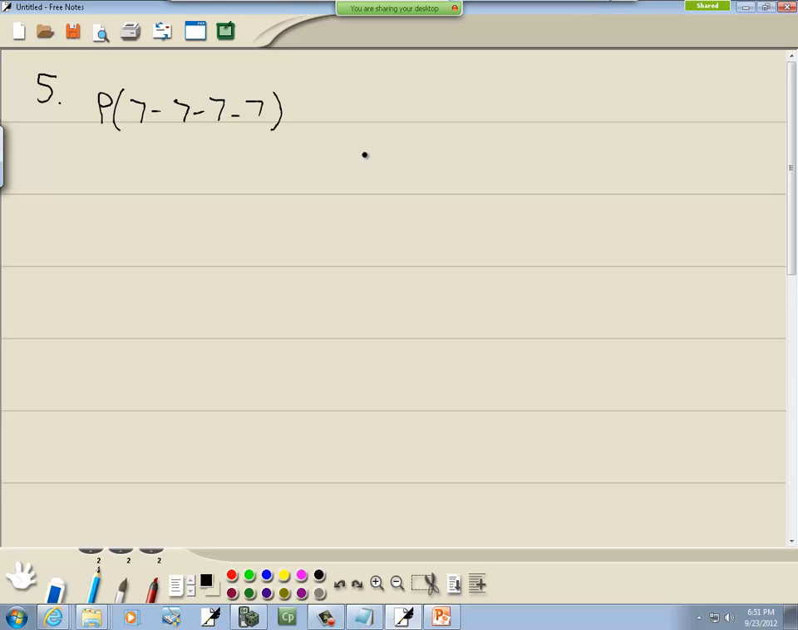Okay, let's talk about the different possibilities. You could have first die has a 1, second has a 1. First one has a 1, second one has a 2, 1 3, 1 4, 1 5, 1 6. Then it could be 2 1, 2 2, 2 3, 2 4, 2 5.